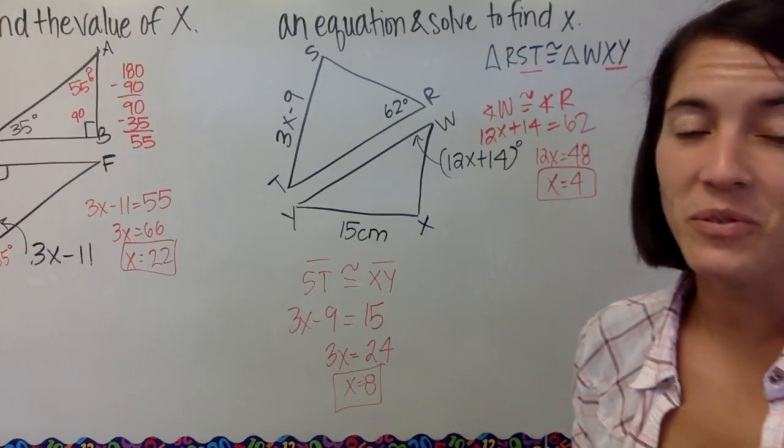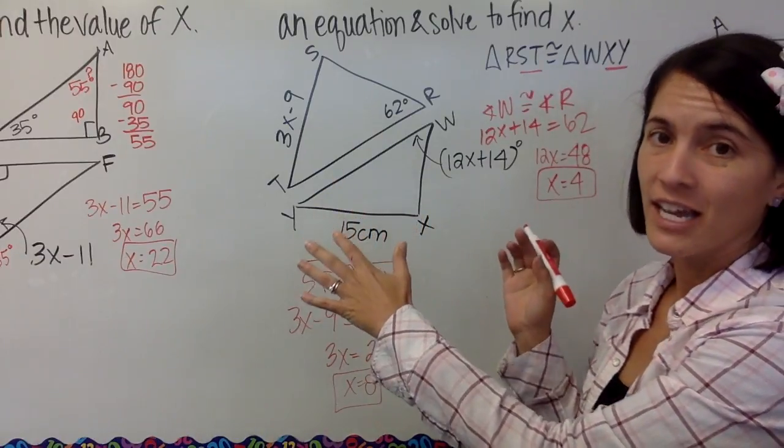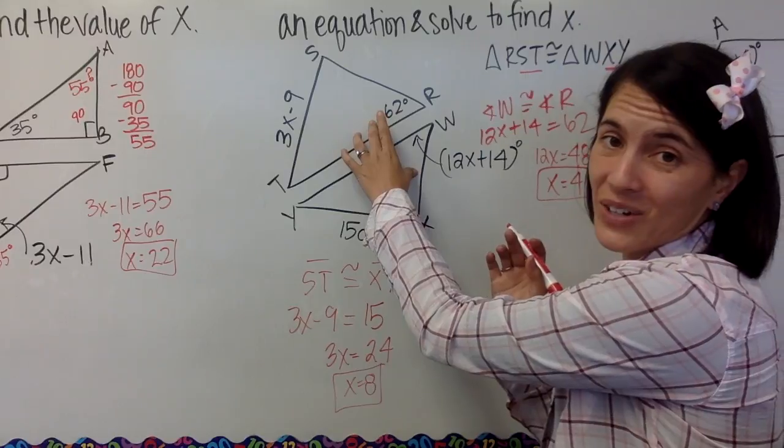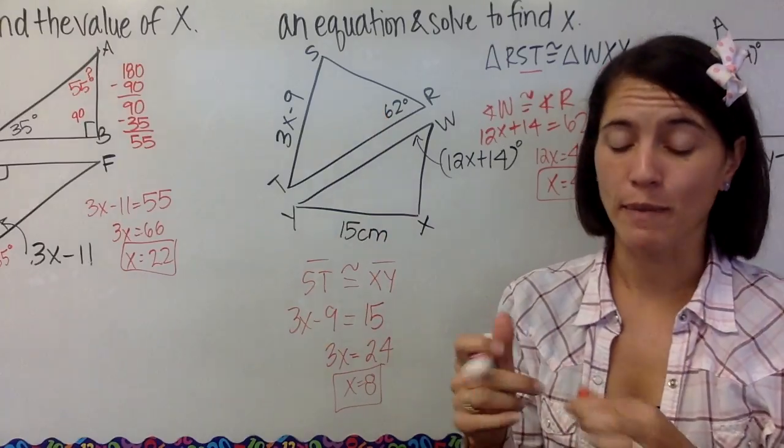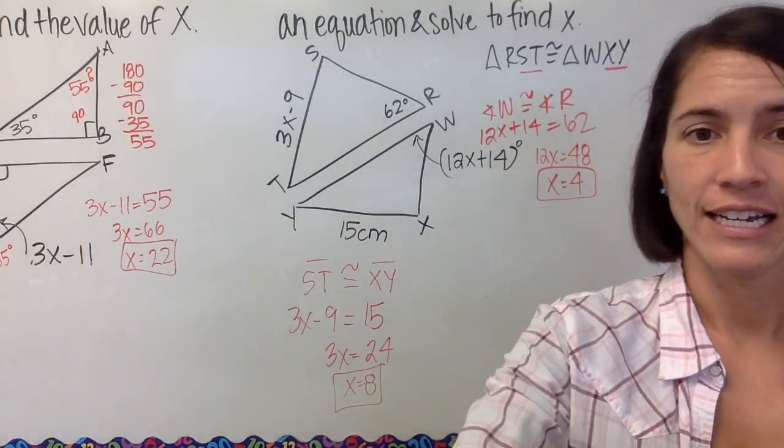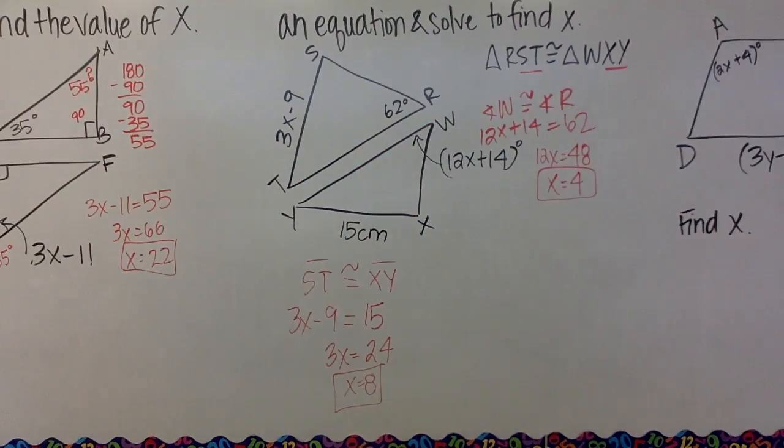All right, so 2 separate x's in this one. One of them you had to use corresponding angles, and the other one you had to use corresponding side lengths. All right, let's do another example.